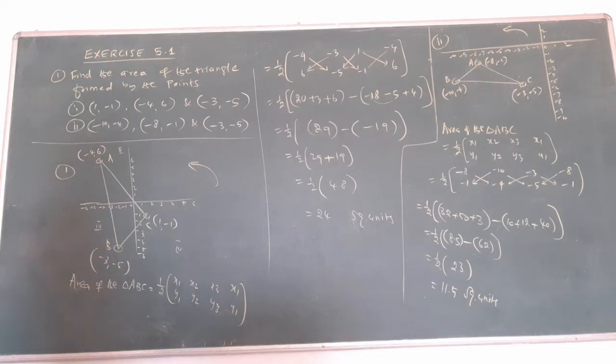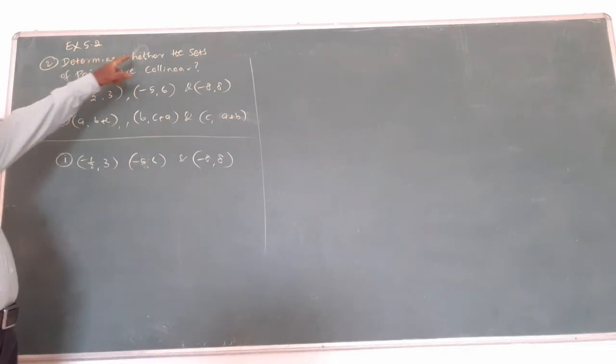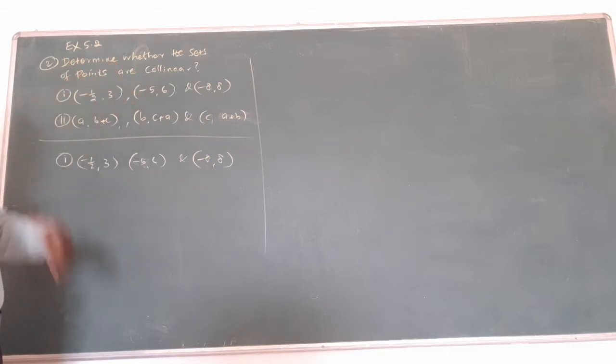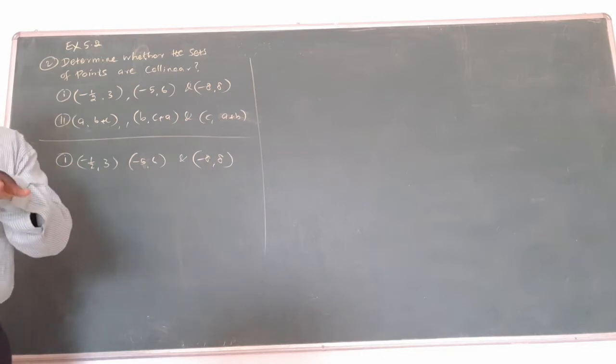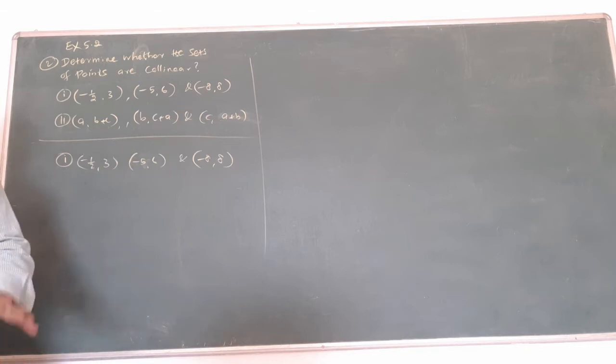Next one. Now second question: determine whether the sets of points are collinear. That means what? 3 points are given. The area of the 3 points becomes 0 means the points are collinear. Simple concept. By using the area formula, the same method, if the answer is equal to 0, then automatically all 3 points are on the same line.